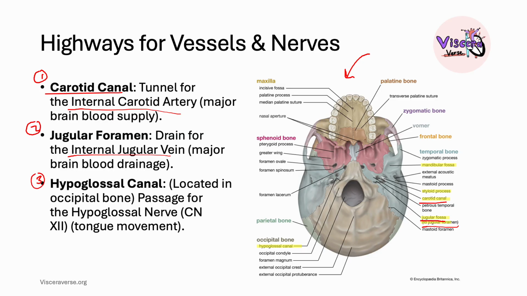Lastly, we will look at the hypoglossal canal. This is actually a part of your occipital bone, and you can see it right anterior to the condyles, and this is important for the passage of your hypoglossal nerve. This is cranial nerve number 12, and this is important for the innervation of the tongue.